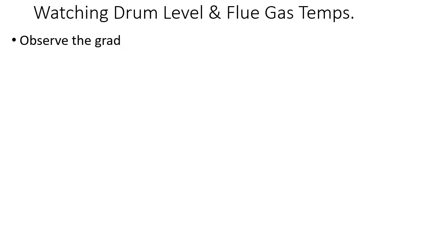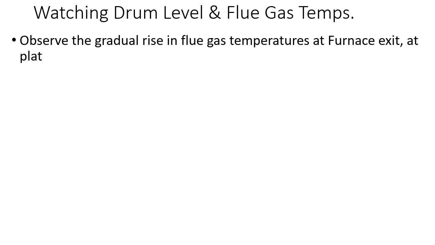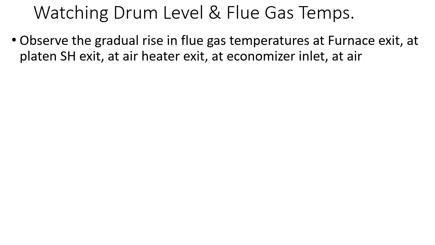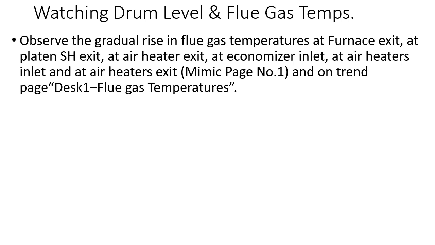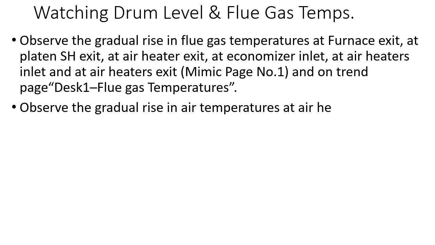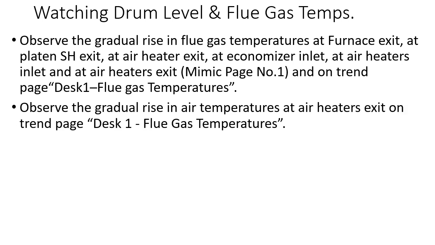Now observe the gradual rise in flue gas temperatures at furnace exit, at latent superheater exit, at air heater exit, and at economizer inlet, at air heaters inlet and air heaters exit. For checking this, you can go to mimic page number 1 and on trend page desk 1, flue gas temperatures you can check on that also. Observe a gradual rise in the temperatures at air heaters exit. Then observe the steam temperatures on the trend page desk 4, drum parameters.